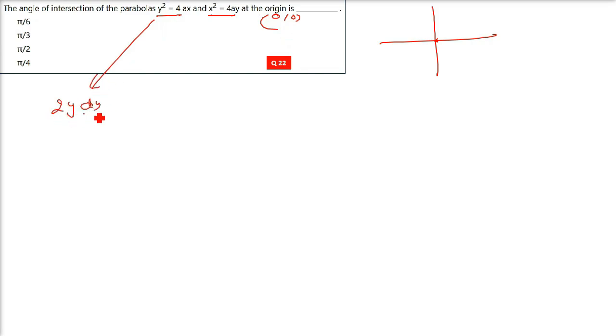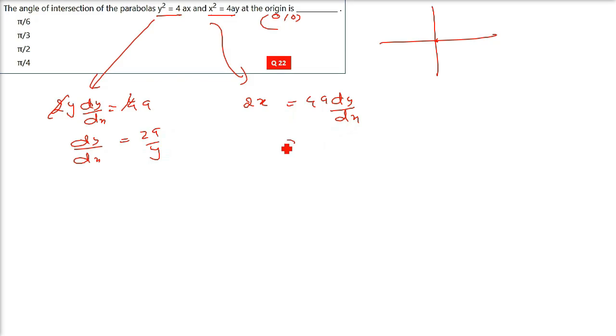So I am differentiating the first one. 2y dy by dx is equal to 4a. This one is 2x equals 4a dy by dx. This will give you dy by dx as 2a by y. This will give you dy by dx as 2x by 4a. So you can just cancel this. It will be x by 2a. So m1 and m2, these two are 2a by y and x by 2a.